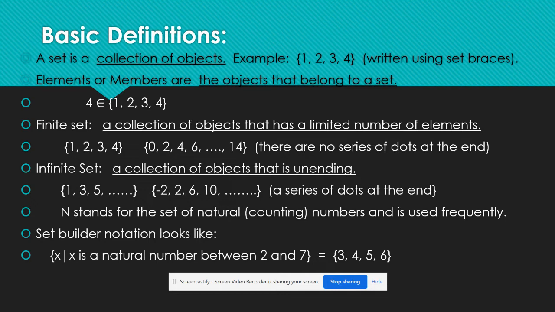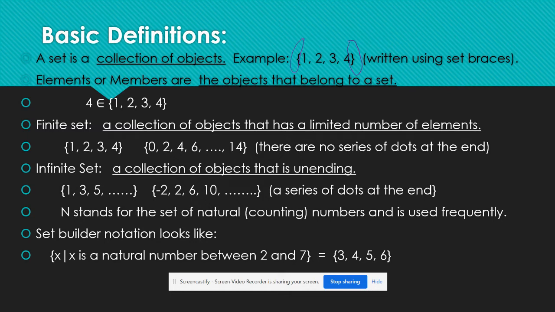So, following along on your note sheet, we start out with a set. A set is a collection of objects. Now, we're making sure that we're writing a set with these braces. I call them the squiggly doohickeys. But {1, 2, 3, 4} is a set. The objects are 1, 2, 3, and 4.